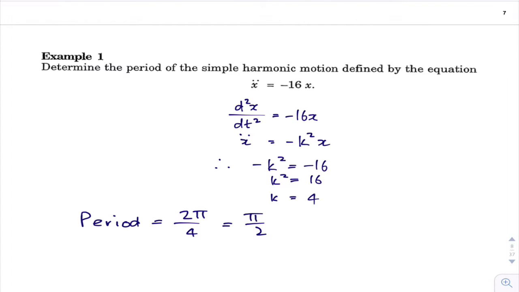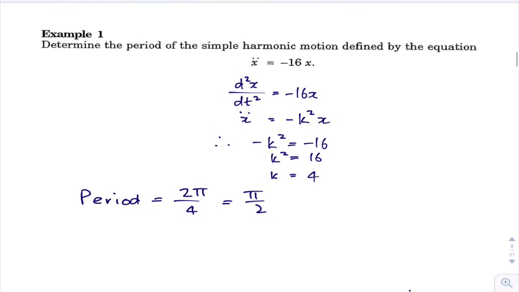Now we could actually work out what the equation of this would be. We know that one of the solutions to this equation is going to be a sine kt. So assuming that this motion starts at the origin, x is going to be the amplitude times sine kt. This question is not telling us anything about the amplitude, so I'll assume it's 1. So it's going to be something like sine of 4t. That's going to be the equation of the motion. If you do the derivative and then do the derivative again, you'll see you get -16 times the original function.